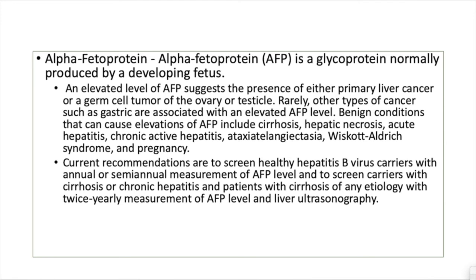The current recommendations are to screen healthy hepatitis B virus carriers with annual or semi-annual measurement of AFP level, and to screen carriers with cirrhosis or chronic hepatitis, and patients with cirrhosis of any etiology, with twice yearly measurement of AFP level and ultrasonography. So patients who are hepatitis B virus carriers should be screened annually or semi-annually, and patients with cirrhosis or chronic hepatitis should be screened twice yearly.